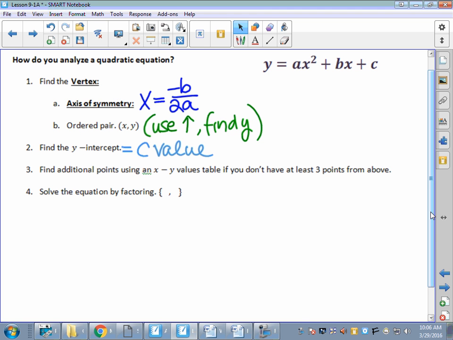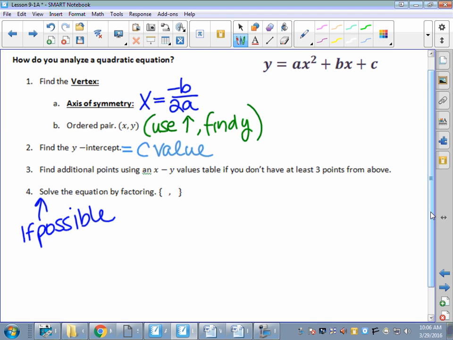And step 4 is kind of a helpful extra thing, if possible. If possible, solve the quadratic equation by factoring. Figure out the solutions, and I'll talk in 9.1b about where those go. But if you can factor that and set it equal to 0, make each piece equal to 0 and solve, find out what goes in the swirly brackets, you have more points on your graph. That could save you from needing an XY table.